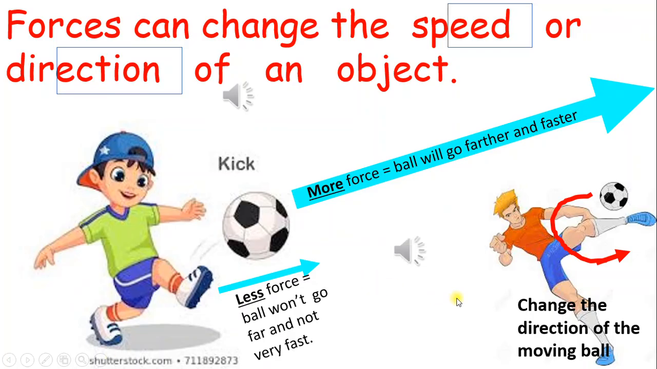More force causes the ball to move farther and faster. Less force on the ball causes it to not go very far and fast. The soccer player's twisted kick motion can change the direction of the moving ball.